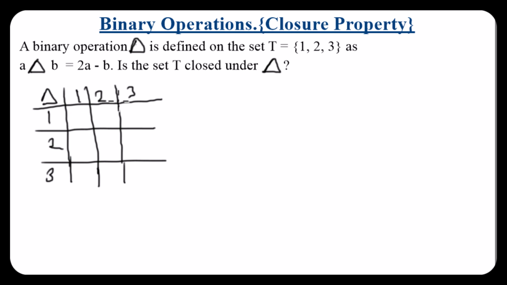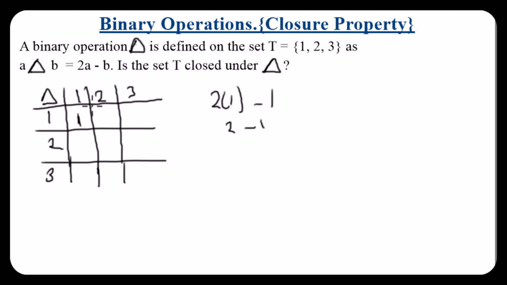Remember, we start with the first one, 1 delta 1. So pick the one from the row and the one from the column, and combine them underneath this rule. So what do we have here? We are told 2A minus B. A is 1, B is also 1. So 2 times 1, that's 2, minus 1. So this is 1. So I write my 1 here.